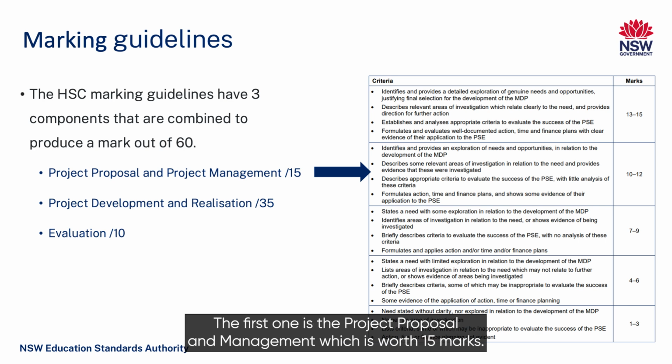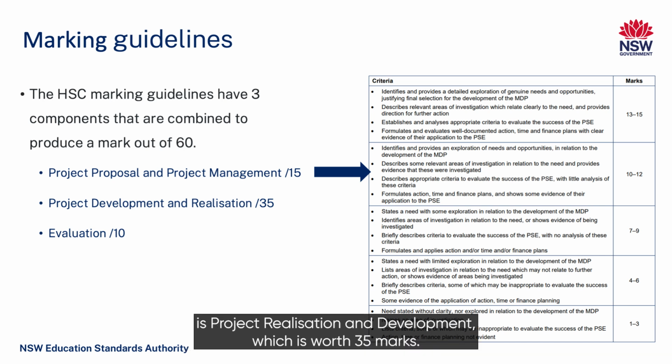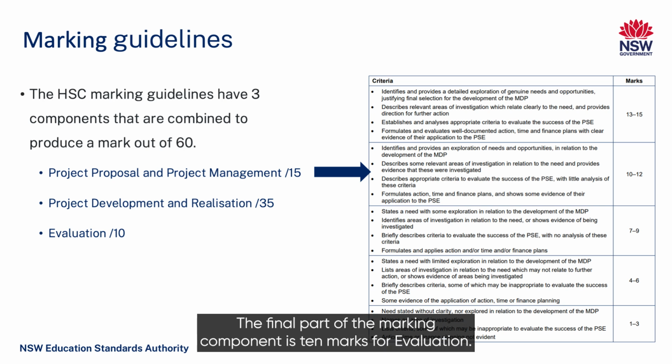The first one is the project proposal and management, which is worth 15 marks. The second section of the actual marking criteria is project realisation and development, which is worth 35 marks. The final part of the marking component is 10 marks for evaluation.